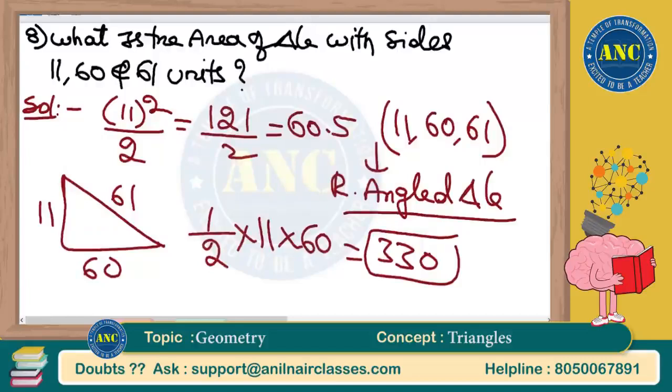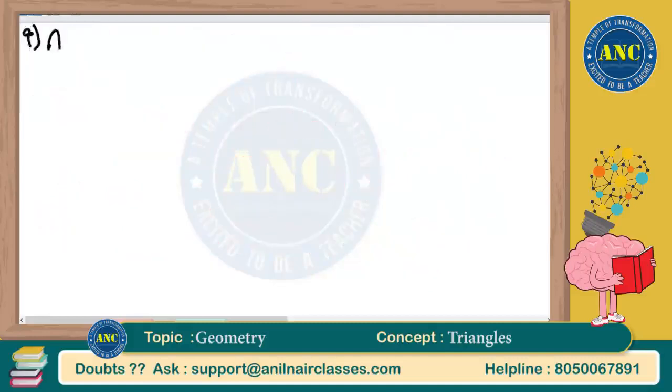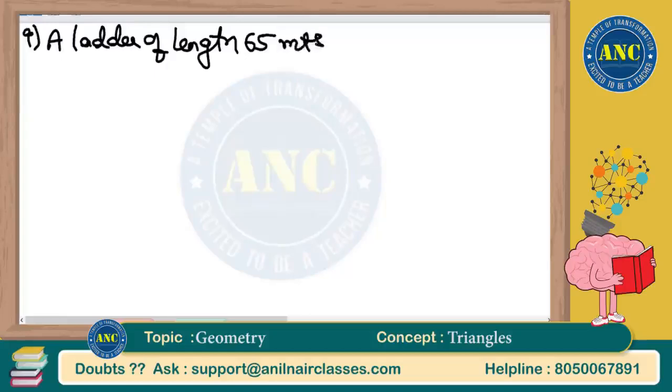A ladder of length 60. This question you might have seen in your papers. That is to check whether the sides are forming a right-angled triangle or not. A ladder of length 65 meters rests against a wall.